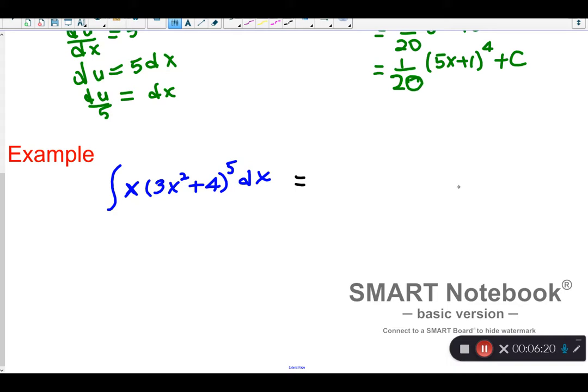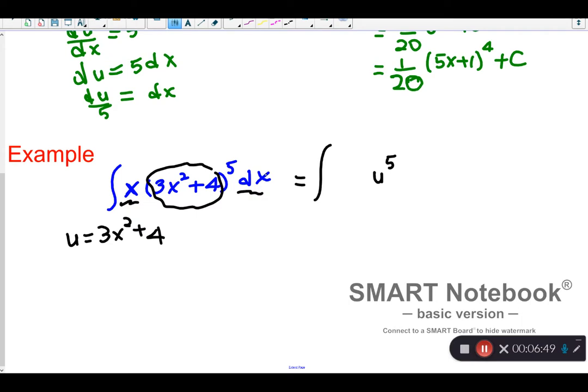With u substitution, you try to replace one of the complicated parts of this expression with something as simple as just u. Wouldn't it be nice if I could just have this appear as u to the 5 over here? So can I let u be 3x squared plus 4? Because if I can do that, then this whole thing becomes u to the 5. The problem will look a lot easier. But then the question is, what are you going to do with the x dx? Because that also has to be replaced and be written in terms of the u variable.